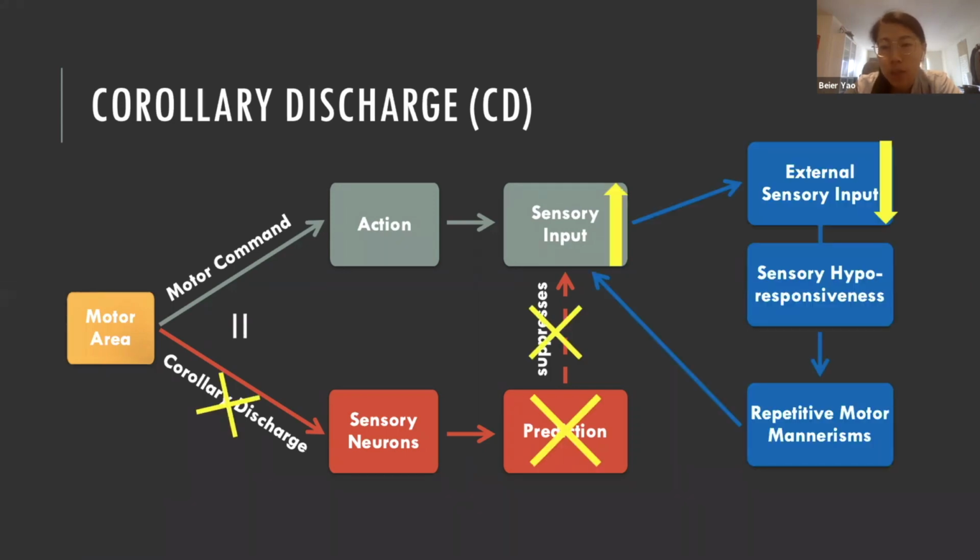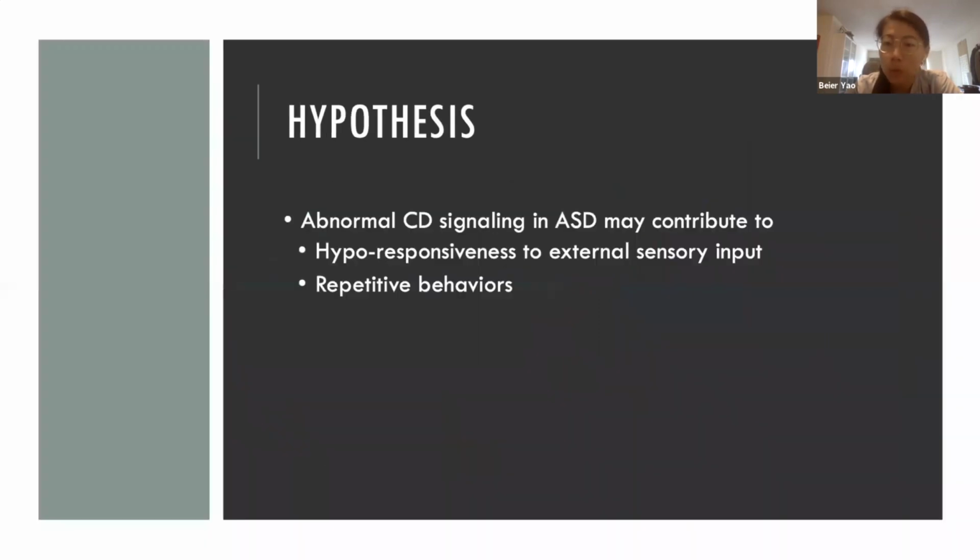Now imagine if something goes awry with CD signaling, then the sensory neurons will not be able to make a correct prediction of the incoming sensory input, which can lead to abnormally salient sensory consequences of self-generated actions. This may lead to a reduced attention to external sensory input. Behaviorally, that may look like sensory hyporesponsiveness. At the same time, when you are under-aroused by external sensory input, you may look inward to generate enough sensory input through your own actions, resulting in repetitive motor mannerisms. Therefore, we hypothesize that abnormal CD signaling may underlie these two core symptoms of ASD.